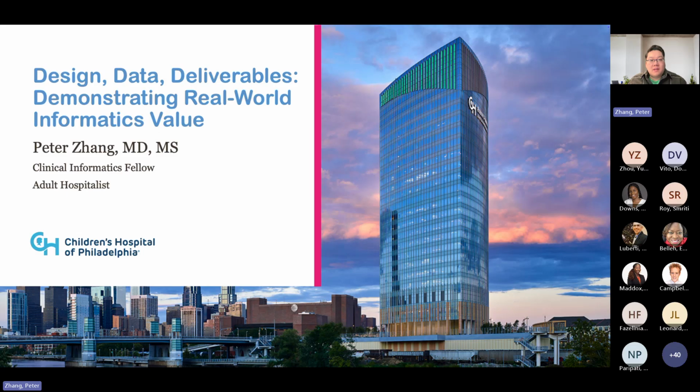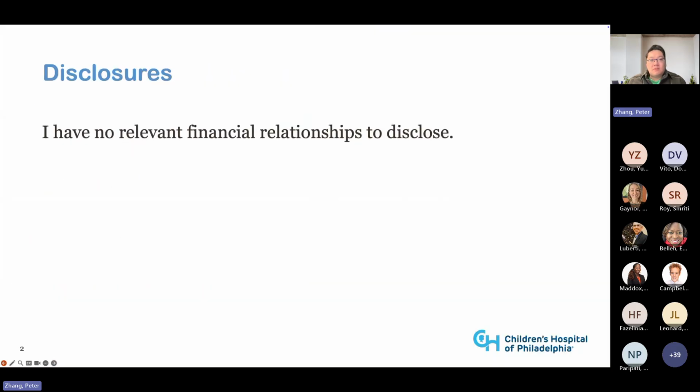Really today, I just want to showcase the value of clinical informatics in the real world through a series of projects that I've been very fortunate to be a part of as a fellow, and hopefully show you what some informatics fellows can do during their time during fellowship. So I have no financial disclosures. I did use generative AI to create some of the graphics that I use in this presentation.